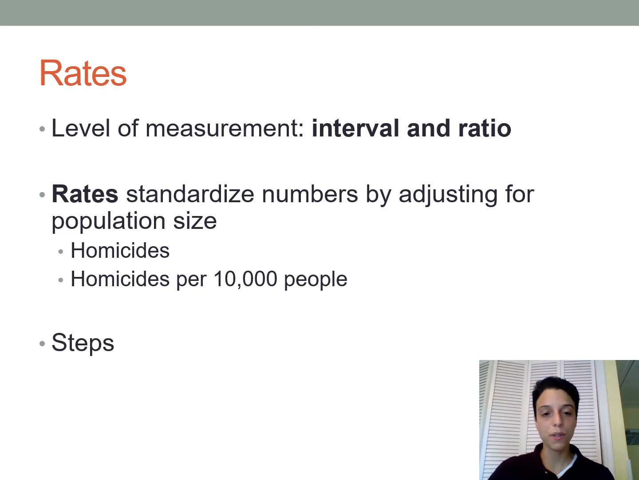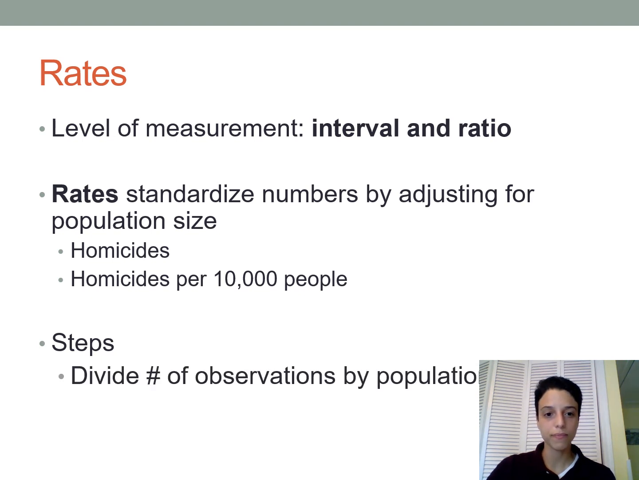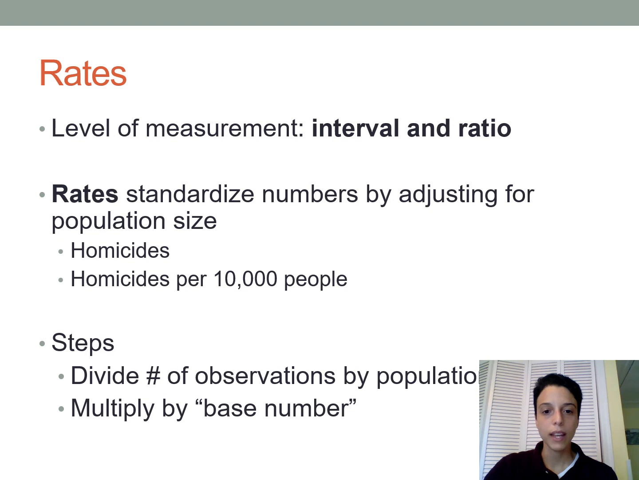And there are steps to calculating a rate as well. One is that you divide the total number of observations by the population size, and then you multiply by some base number. And I apologize that my little video is going to be on top of that, but it says divide the total number of observations by population size underneath it. And here we're going to jump back over to the document camera and go through some examples of how to calculate rates.